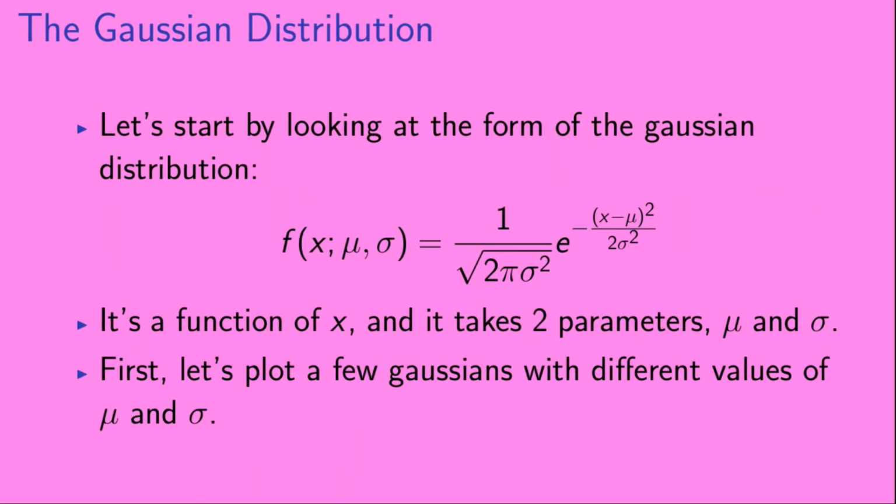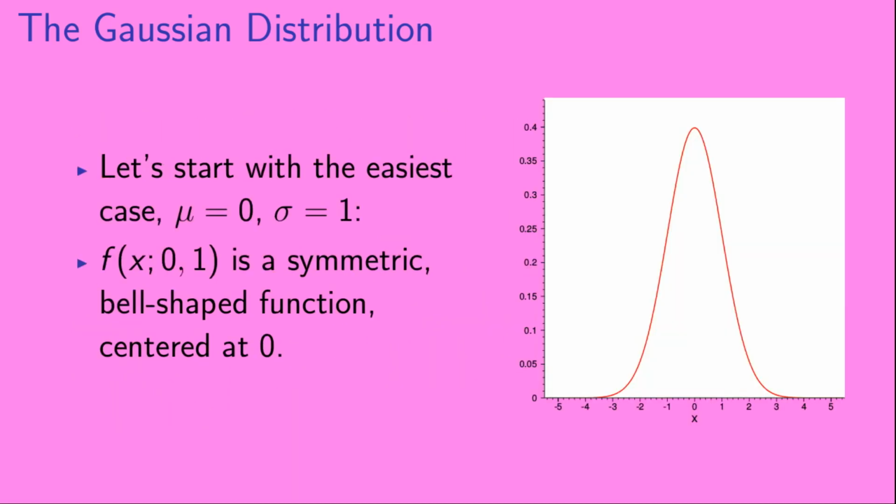Let's start by looking at the form of the Gaussian distribution. It's a function of x, and it takes two parameters, mu and sigma. First, let's plot a few Gaussians with different values of mu and sigma. Let's start with the easiest case, where mu is equal to 0 and sigma is equal to 1. We can see that f of x given mu equals 0 and sigma equals 1 is a symmetric bell-shaped function centered at 0.